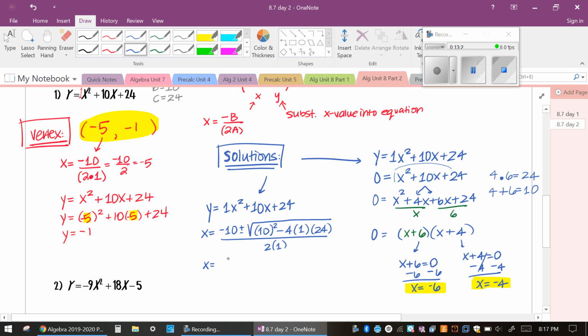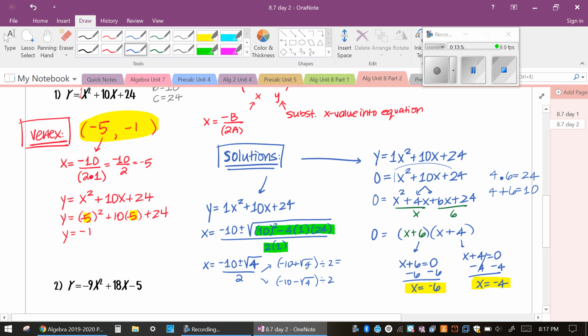Simplify it the way we were practicing. The number inside the root and then the denominator. So if you remember, I asked you to do that. And then simplify. So negative 10. Now the square root of 4 is 2, so you're going to do negative 10 plus the square root of 4. Then divide that answer by 2. You're going to do negative 10 minus square root of 4, which is just 2, divided by 2.